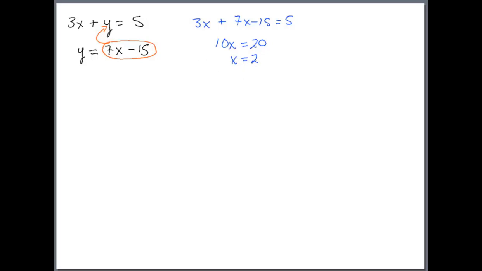Let's draw a graph right now so we can see what we've done. 3x plus y equals 5. 0, 5 is a point. Let's put that one in red. 3x plus y, 0, 5 is a point. It has a slope of negative 3 over 1. So it looks about like that.